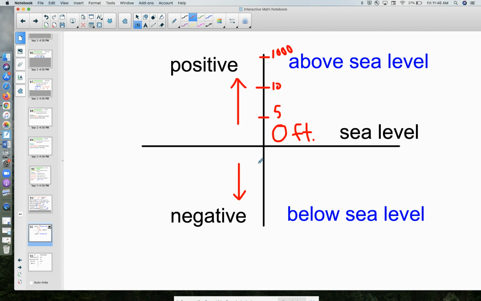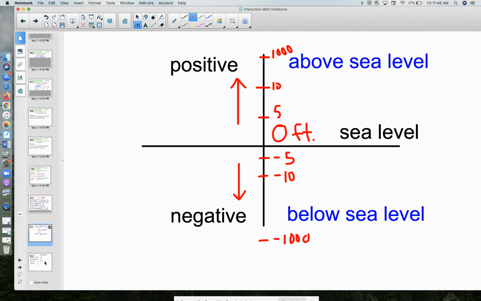And then below sea level, it would be negative 5 feet below sea level. And then this would be negative 10. Because you're saying below sea level, you don't have to say negative 10. You just say 10 feet below sea level. And then here you have a negative 1,000. If you have treasure underneath the ocean, you just say 1,000 feet below sea level.